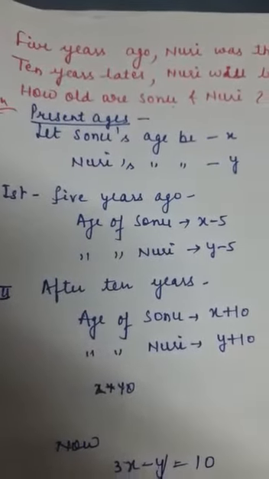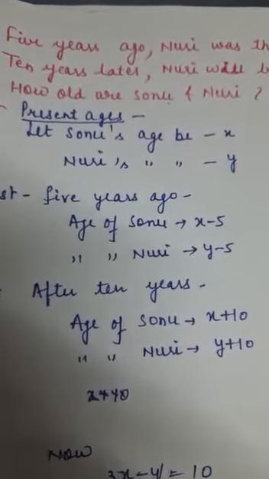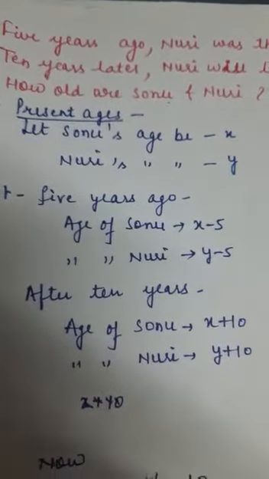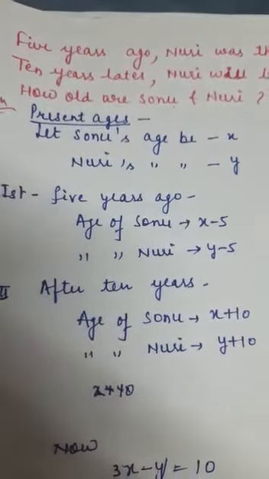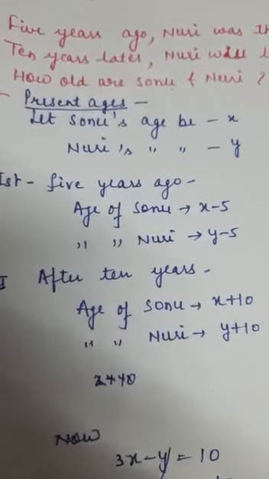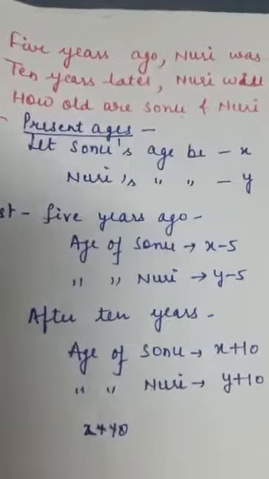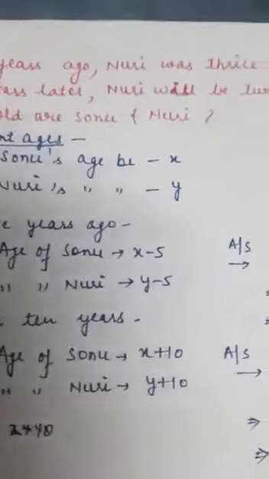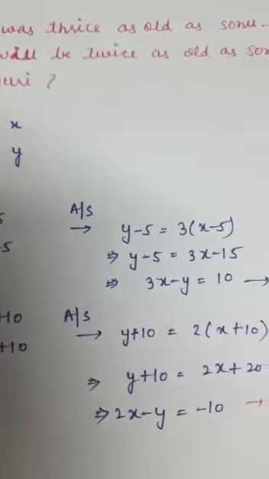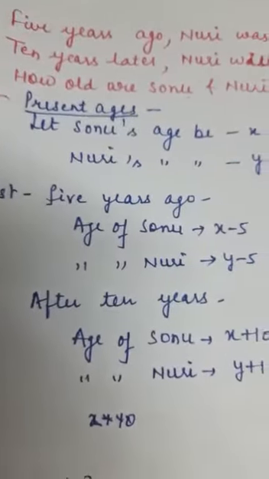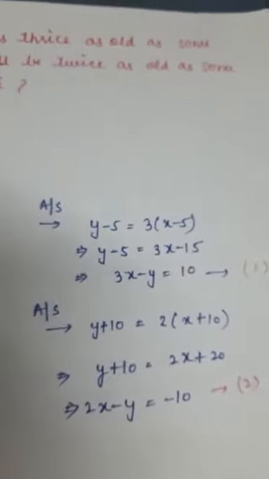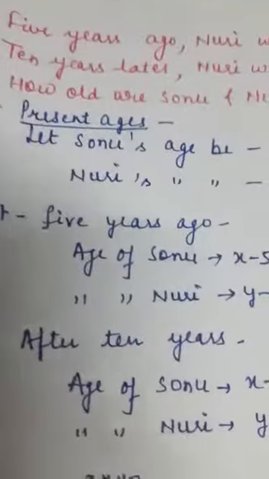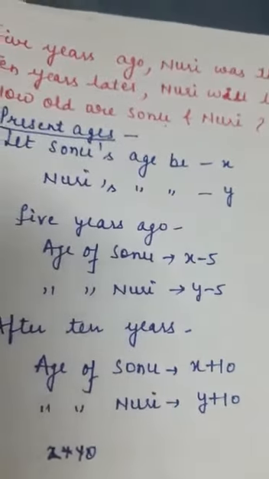One more question we will discuss on the basis of the elimination method. It is a statement question, and a very important question. These types of questions have generally been asked. It says, 5 years ago, Noori was thrice as old as Sonu. 10 years later, Noori will be twice as old as Sonu. How old are Sonu and Noori?